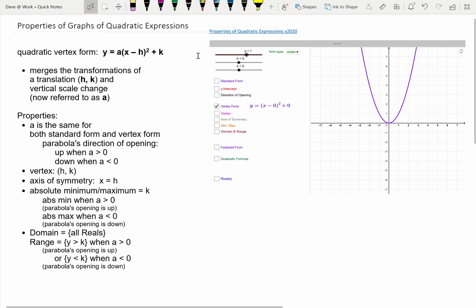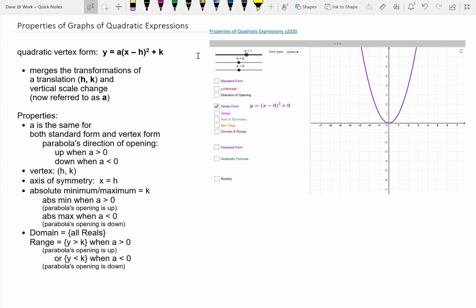This video is on the properties of graphs of quadratic expressions, specifically the vertex form y equals a times the quantity x minus h quantity squared plus k. In the vertex form, we can see transformations of translations and scale changes being applied. With h and k, you will see the graph shift both horizontally and vertically respectively. And by multiplying a to the quantity, we will see a vertical scale change being applied as well.